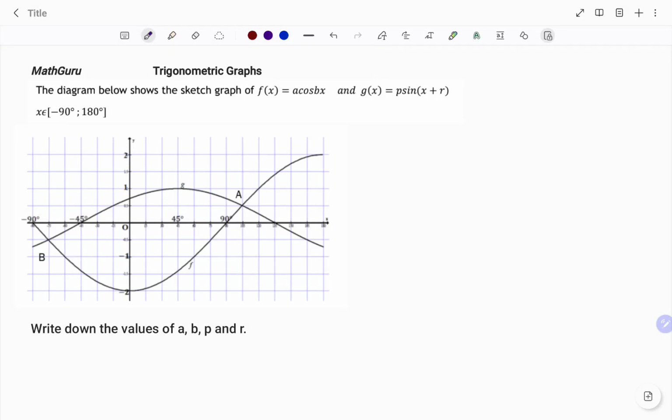In this video, I'm going to show you how to interpret the following trigonometric graph. The diagram below shows the sketch graph of f of x equals a cos bx and g of x equals p sine in bracket x plus r, where x is an element of from negative 90 degrees to 180 degrees. We have to write down the values of a, b, p, and r.